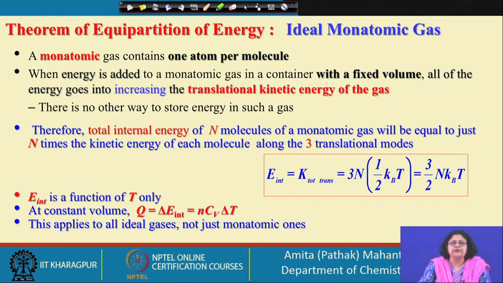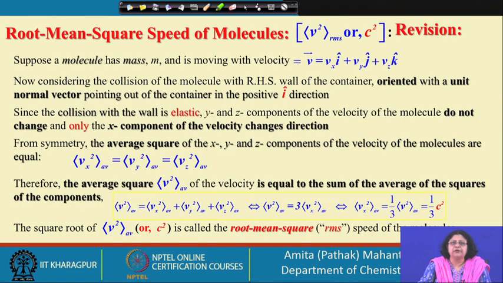So, this was what we had talked about, and how internal energy was a function of temperature, and how that can be equated to the specific heat. We had talked about it in the last class, but we will not go into details of it. Today we are going to look into another concept, which is the root mean square speed of molecules.